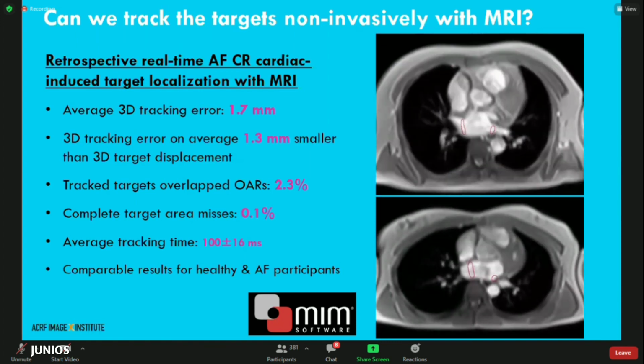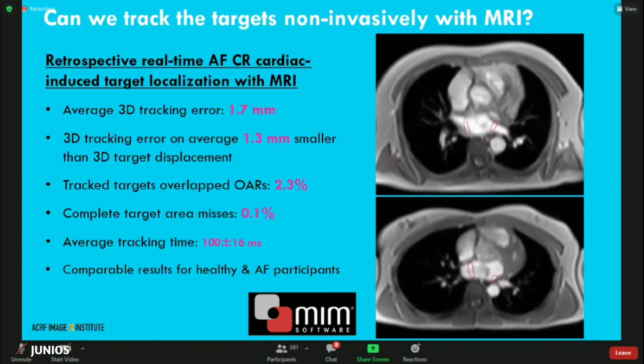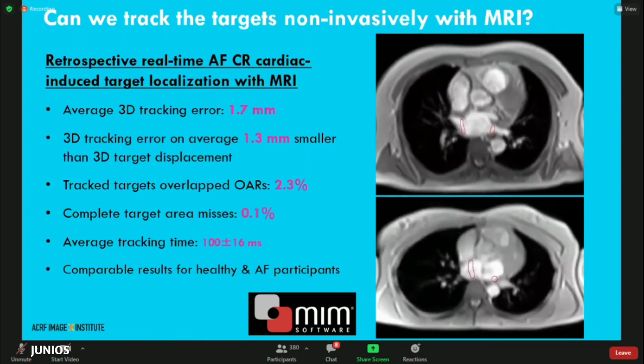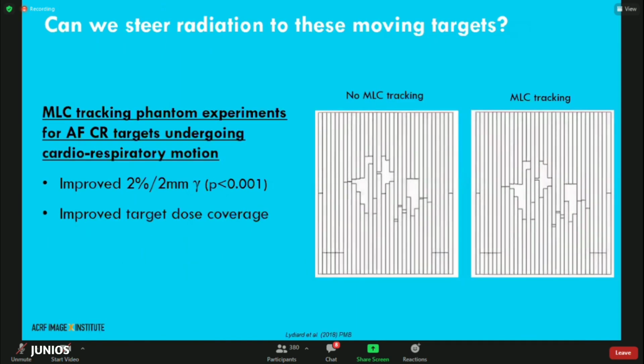On average, the 3D tracking error was 1.7 mm, and this was on average 1.3 mm smaller than the 3D target displacement. This illustrates that MR tracking of AF cardiac radioablation targets is feasible despite the complex cardiac-induced target motion and limited target contrast. Once we know the target position in real time, we then want to be able to steer the radiation to these moving targets in real time.